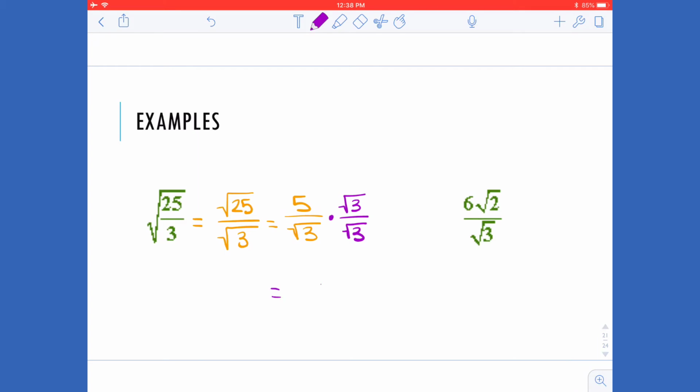And then when I multiply across, I have 5 square root of 3. Then I have square root of 3 times square root of 3, which is the square root of 9. And square root of 9 is just 3. And there is your final rationalized solution.